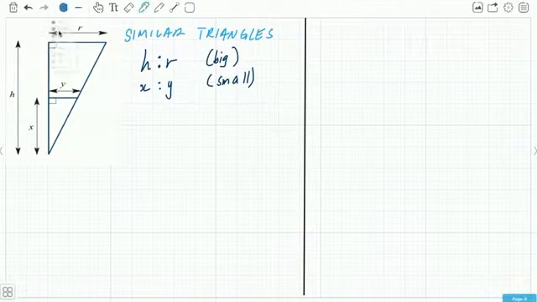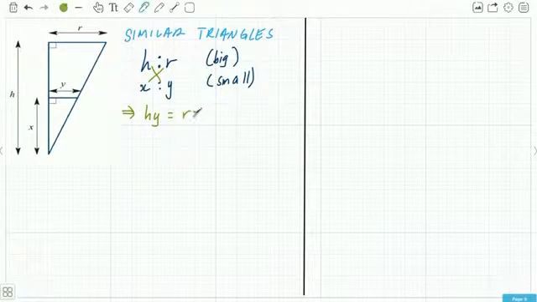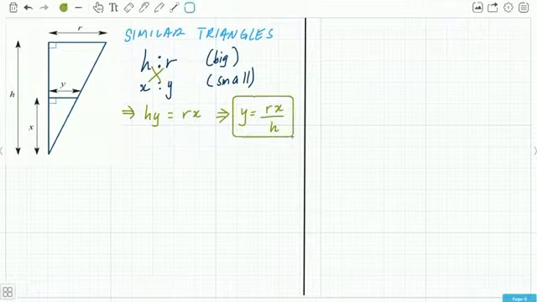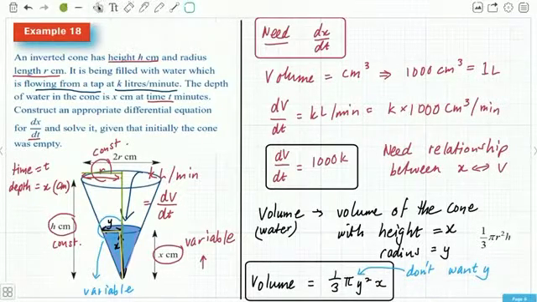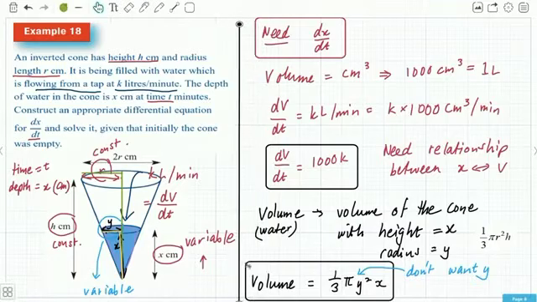Now when you're working with ratios, what you can do is cross multiply these ratios. So you end up with h times y equals r times x, and that can allow you to solve for one of those particular variables. So we're going to solve this for y. So y equals r times x over h. And that's cool because that means we can now eliminate y from our previous volume equation. So I'm just going to take this, bring all this over onto the next page.